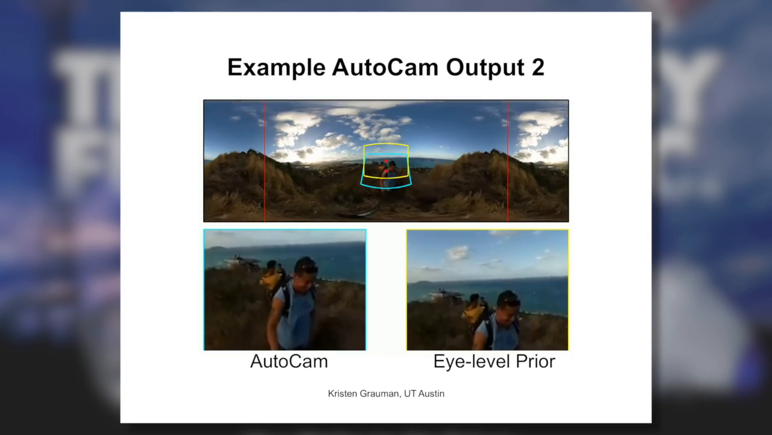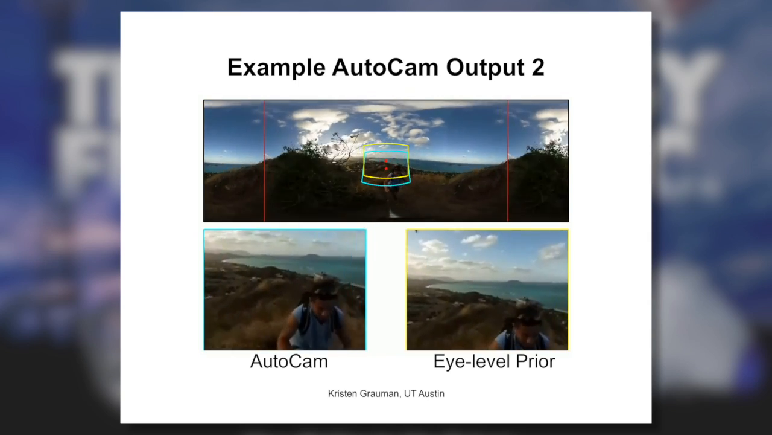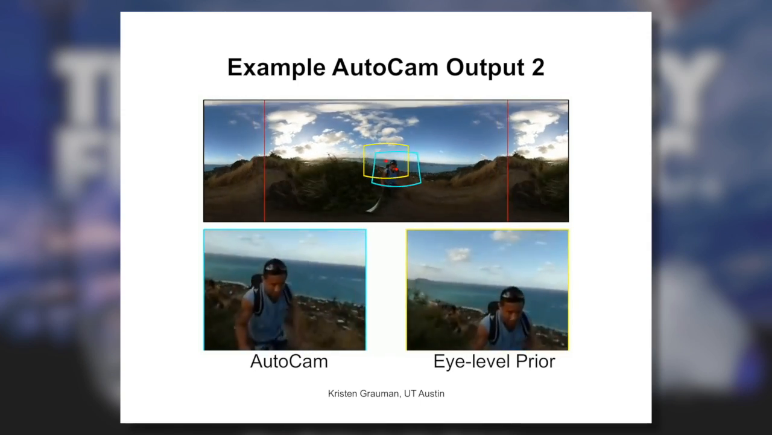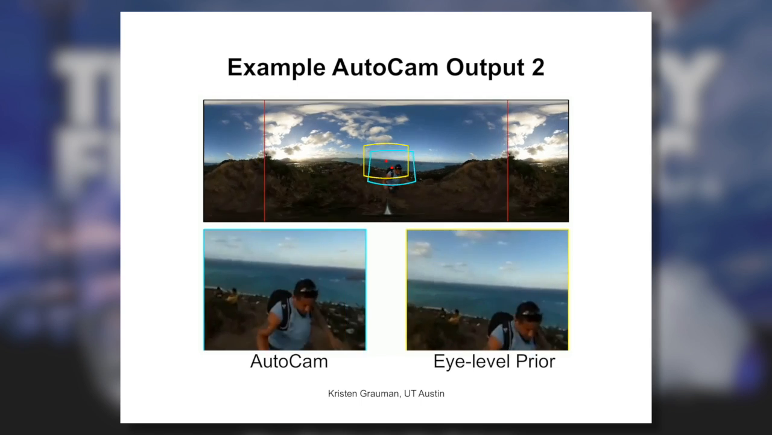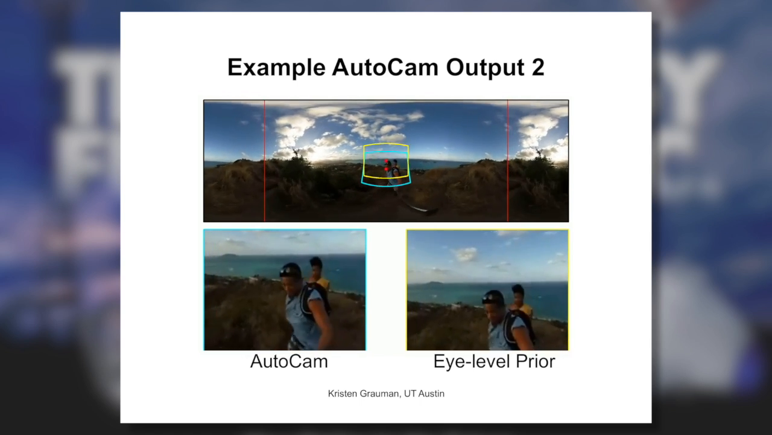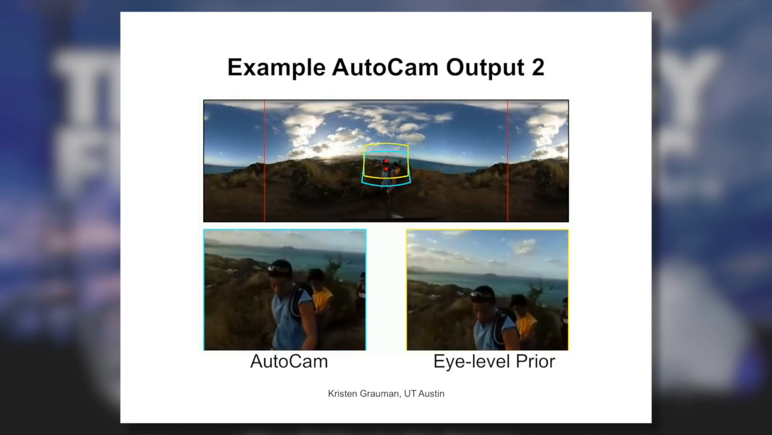This is another example of a hiking video. Our output is on the bottom left. One of the baselines is shown on the bottom right. And here you see what we're able to get from the composition that's learned from the unlabeled data because it's framing the subjects a bit more naturally than the one, say, that just uses an eye level prior.